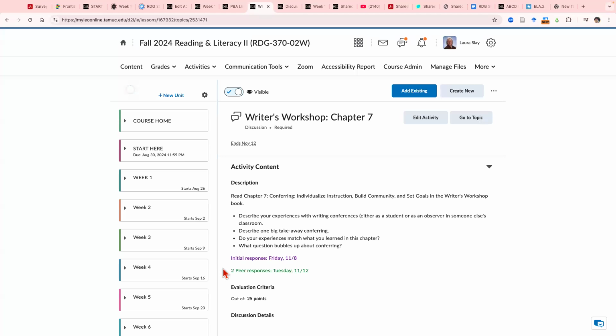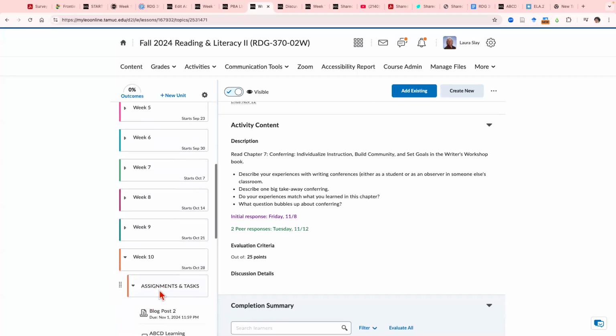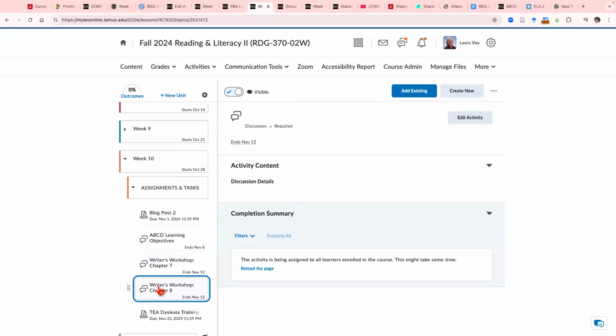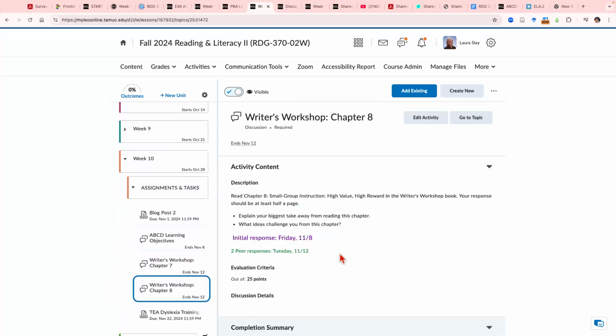And then for chapter 8, let's go back and find chapter 8 right here. It asks you to read chapter 8, which has to do with small group instruction, why it's so valuable and rewarding to you as a teacher. You can get more bang for your buck, and for the students as well. This is truly where you get to zone in and work with kids at their level. And you don't always have to do it in a conference. You can do it in small groups. You can even have small group conferences as well.